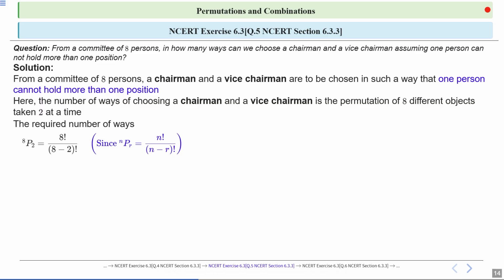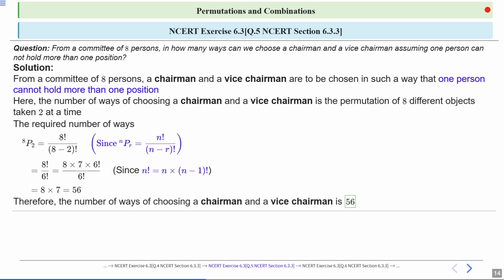So we have 8P2 is equal to 8 factorial upon 8 minus 2 factorial. Simplifying further, we calculate 8 factorial upon 6 factorial. This reduces to 8 into 7 into 6 factorial upon 6 factorial, and notice how the 6 factorial terms cancel out here. So therefore the number of ways of choosing a chairman and a vice chairman is 56.